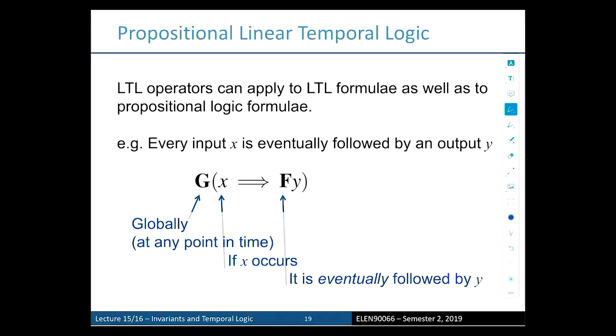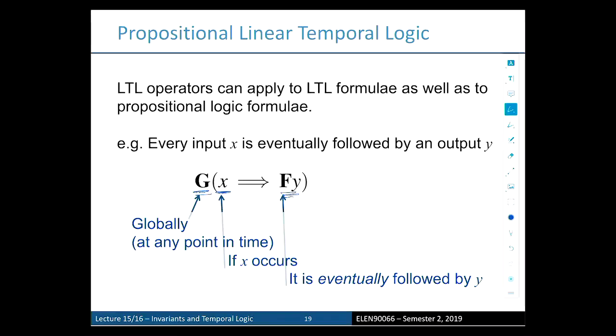Now, as I said, we can compose these things in different ways. For example, I can have the operator globally, and then it operates on another propositional logic, but the second one is an LTL formula as well. Let's unpack this. So first we say globally. So globally, whenever X happens, then at some stage in the future, Y should happen. It is eventually followed by Y.